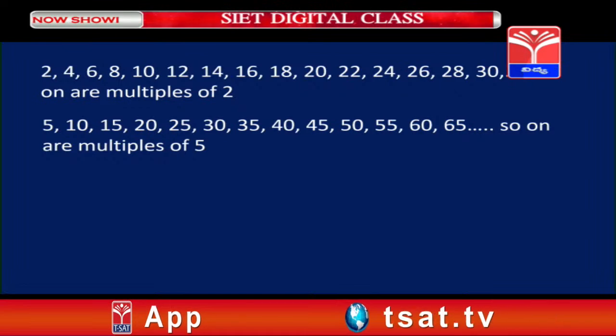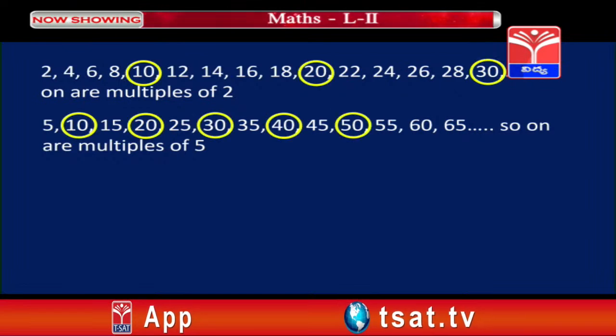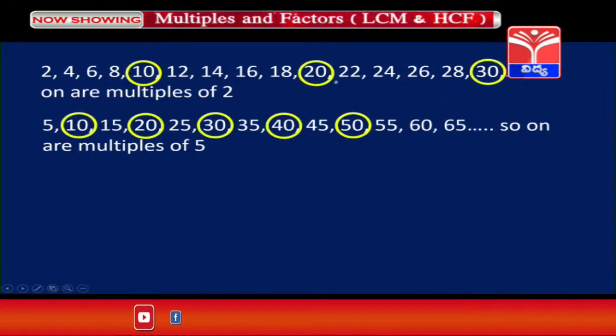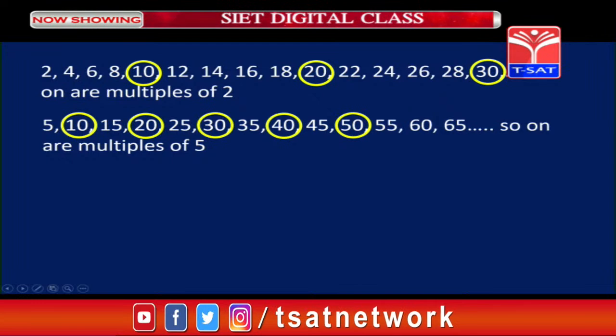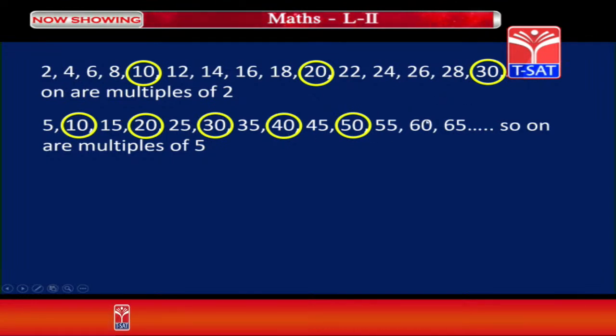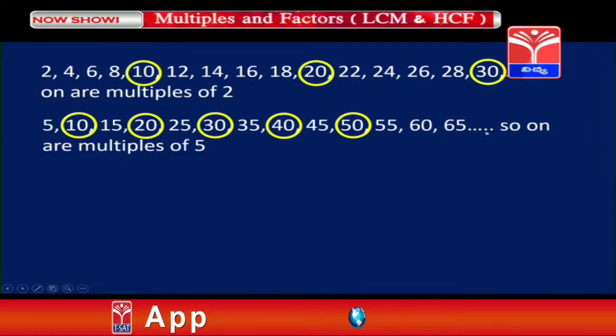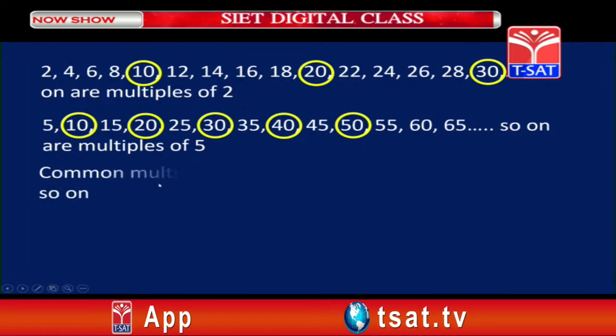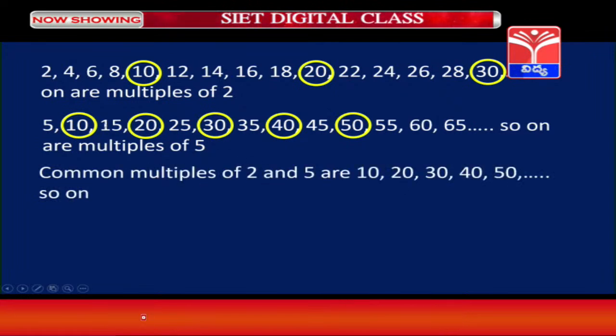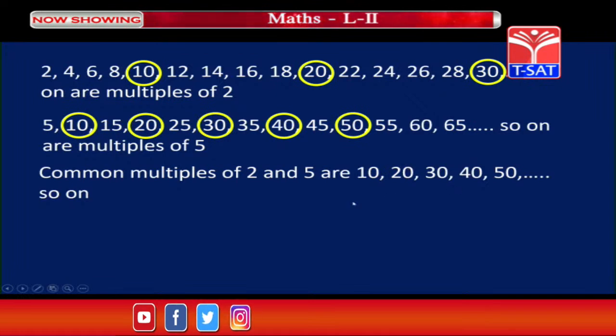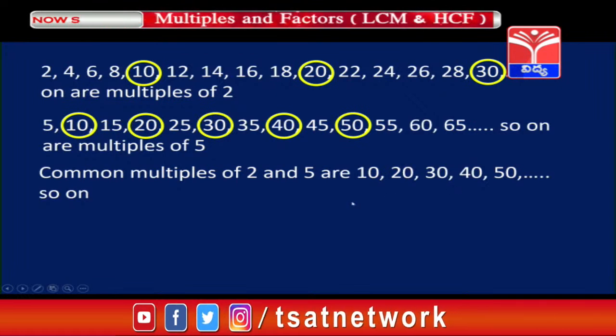Now I am showing on the screen. Look at these numbers. 10 is existing here, like that next 20, next 30, next 40, next 50. The next common multiple is 60 and the next common multiple is 70. Like that, common multiples of 2 and 5 are 10, 20, 30, 40. We can write so many multiples like this.